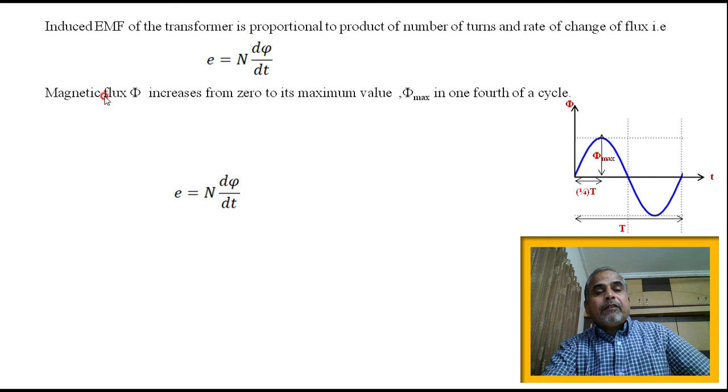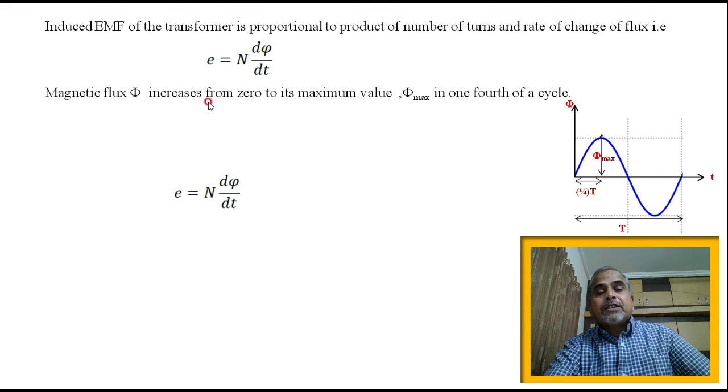Therefore, magnetic flux phi increases from 0 to its maximum value, that is phi max, in a quarter of a cycle. You can see the waveform here. It is the waveform of the flux. It attains its maximum value at a quarter of the total time period. For completing one complete cycle, the time taken is T. We are interested in the time taken for a quarter of a cycle, that is equal to 1/4 into T. Therefore, the change in the flux from 0 to its maximum value takes place in a quarter of the time period. The same thing is written here.